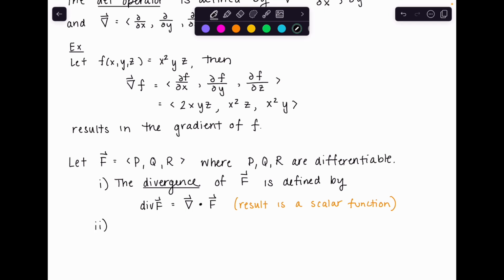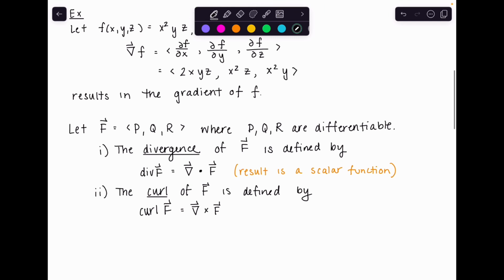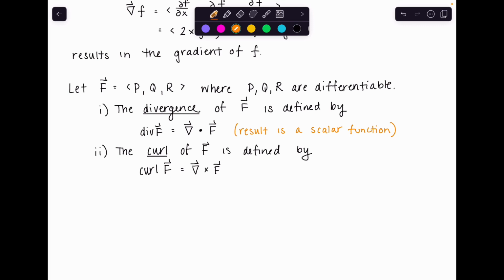The second thing I can do with two vectors is I can take the cross product. This will define the curl. So the curl of F is defined by this one. Since it's a 4-letter word, we write out the whole curl and we input that vector function. And this is given by taking the del operator, cross-producting it with F. Okay. So the result of this is a vector function.